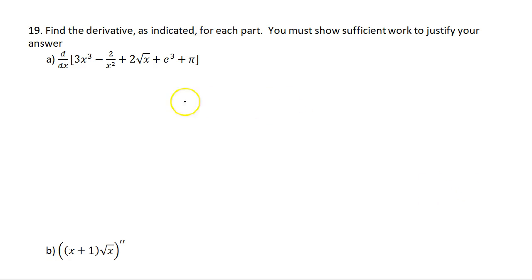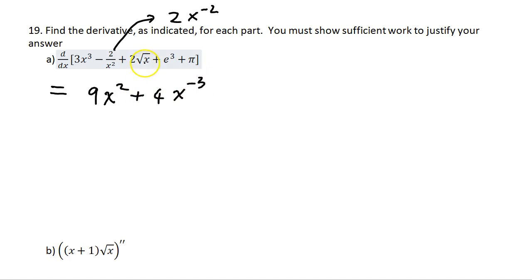Okay. Now d/dx is just Leibniz notation for derivatives, so this just means you're differentiating. 3 comes down to give you 9x squared. This one, you can use the quotient rule, but you should really think of this as 2 times x to the negative 2. So negative 2 comes down and makes it positive. 2 times 2, that's 4. x to the negative 3.